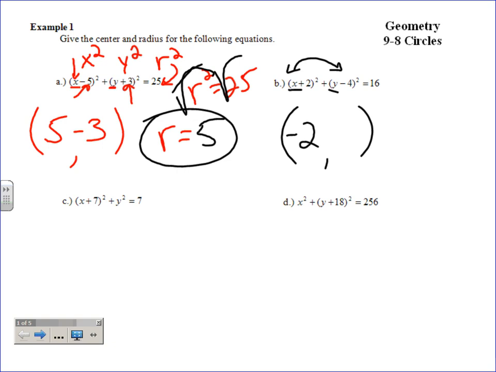A +4. Is the radius 16? No, it is not. It is the square root of that, correct? Which happens to be a nice number, which is 4. Well, this isn't very hard now, is it? But look at letter C. What is different about... Yeah, the y does not have parentheses.